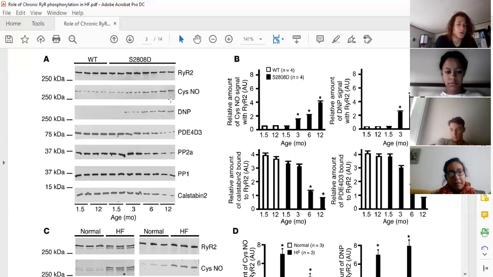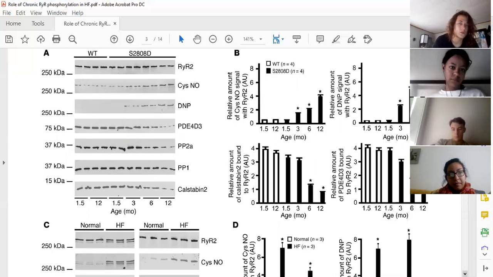Okay. So now we look at our mutant, age 1.5 to 12 months. What happens with PDE? This compared to this. Diminishes. Right, it drops off. PP2 also drops off. PP1 drops off, and calstabin drops off. So this is what they mean when they say remodeling, okay? Because you're changing that macromolecular complex by having some of these proteins come off of it.